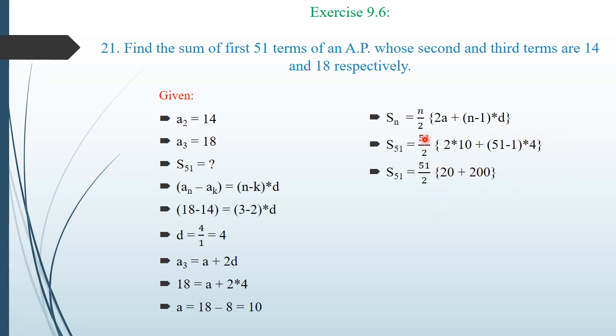Simplifying this, I'll get 51 by 2, I'll keep as it is, and 10 into 2 is 20. 51 minus 1 is 50 into 4 is 200. Simplifying this, 200 plus 20 is 220, and 220 by 2 is 110. 110 into 51, I'll get answer as 5610. Therefore, sum of 51 terms of this AP is going to be equal to 5610.